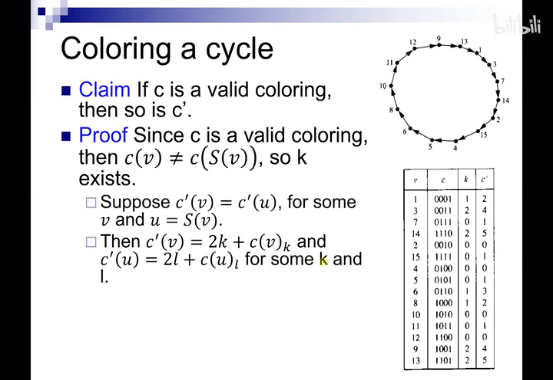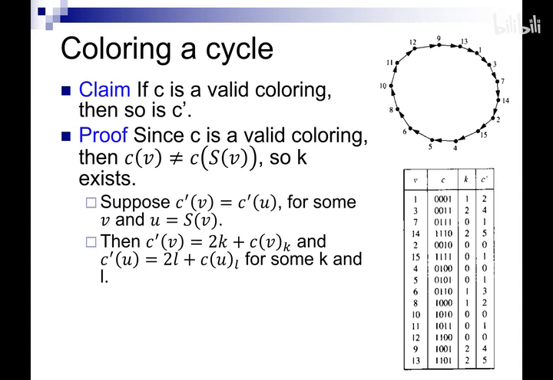Okay, for some k, right? So k is basically the digit where V and U's colors differ. Okay, so that's going to be V's new color by definition, and then U's new color is going to be 2 times L plus its Lth bit. Where L is basically, we're going to look at U and its successor, and then we're going to look at where they differ in the Lth bit.